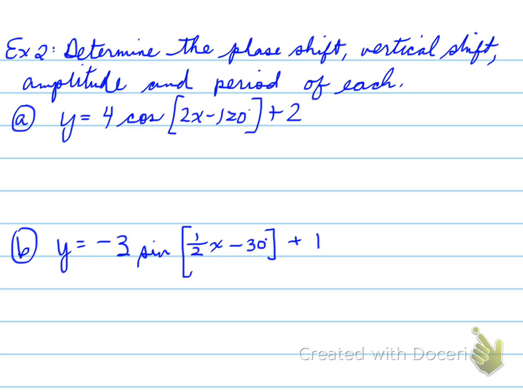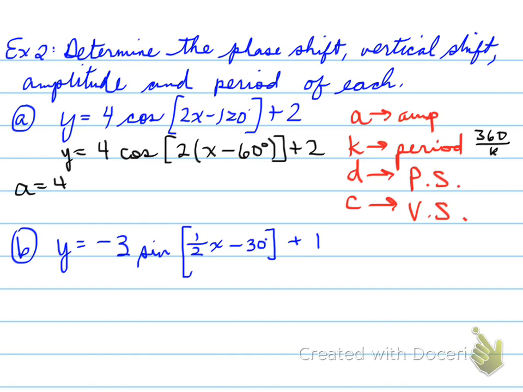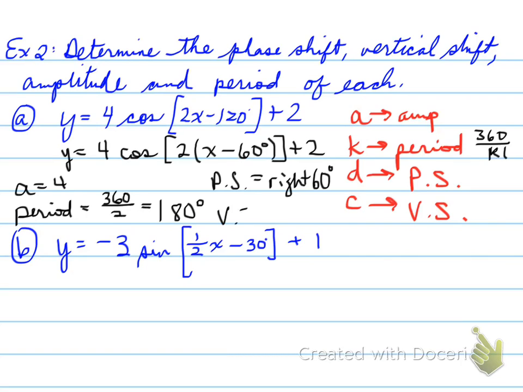Alright, we're back. Find the values of A, K, D, and C. Remember, A stands for the amplitude, K affects the period, D affects the phase shift, and C affects the vertical shift. You find out that A is equal to 4, which the period is equal to 360 times a half, which is 360 over 2, which is 180 degrees. It moves right 60 and up 2.